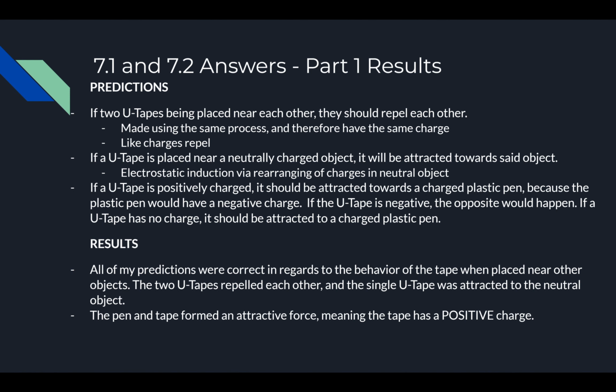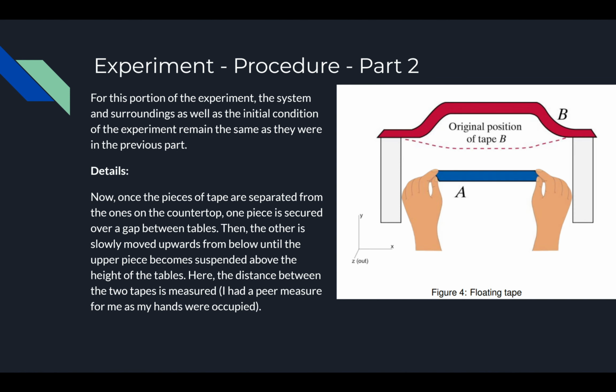and all of my other predictions did end up being correct. For part 2 of the experiment, we're going to have the same setup, same surroundings, initial conditions, and whatnot. But now we are going to create a bridge with one tape and then use the other tape to cause that to float above the table. And then we're going to measure the distance between the two pieces.